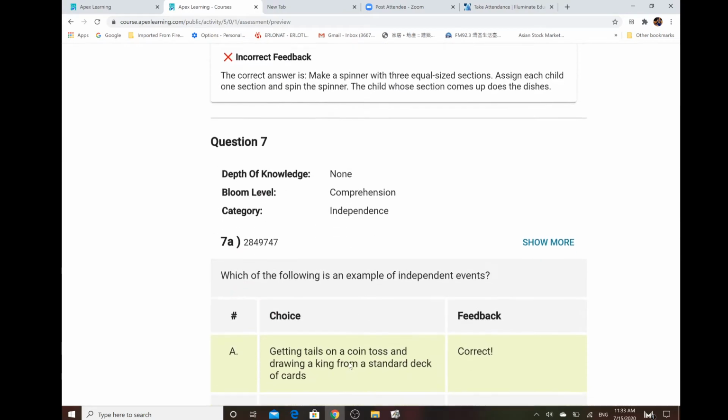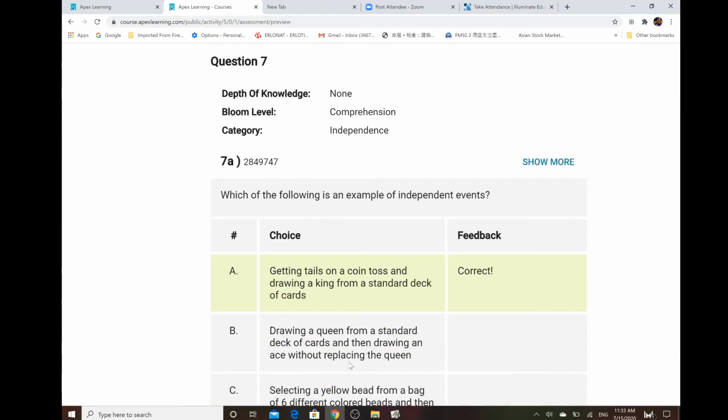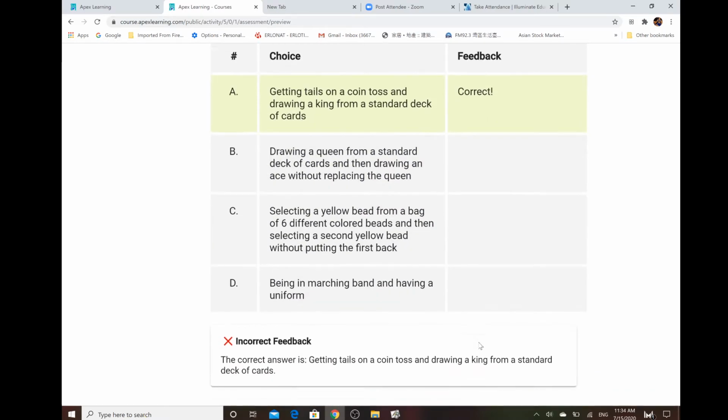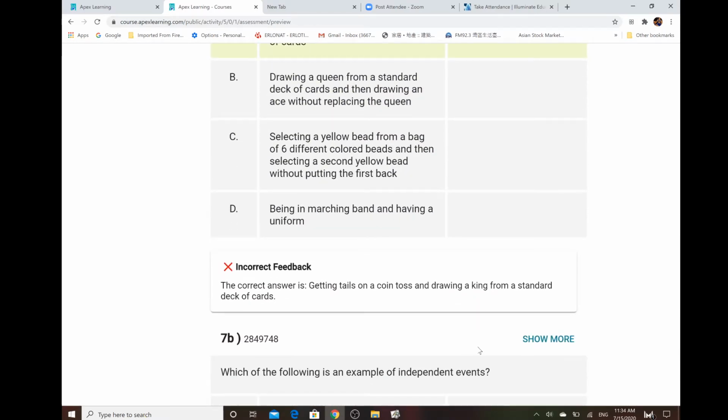So fair chance. Which of the following is an example of an independent event? Independent event means it just relies on itself. It doesn't depend on the other event. Getting tails on a coin toss and drawing a king from a standard deck of cards. Tossing a coin and then drawing a card from a standard deck. Those two events are considered independent because they have nothing to do with each other. They're not affecting the results of one another.